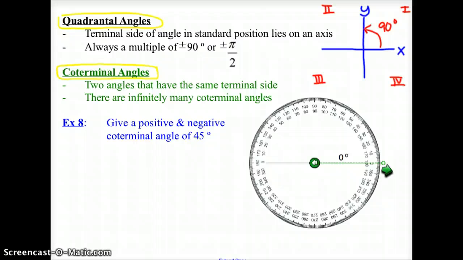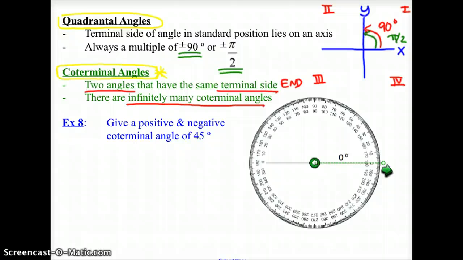So a quadrantal angle is always a multiple of positive or negative 90 degrees, or in radian measurements, that would be positive or negative pi over 2. Recall that 90 degrees is equal to pi over 2 in radians. The second term that we were talking about is coterminal angles. Coterminal angles are two angles that have the same terminal side. Remember, terminal side is where they end. Right? There are infinitely many coterminal angles.